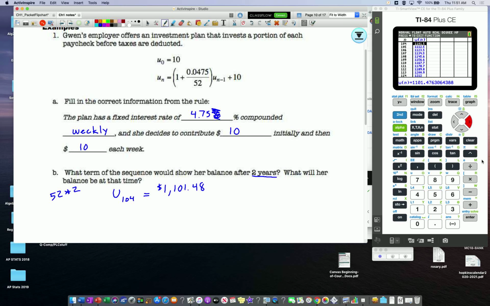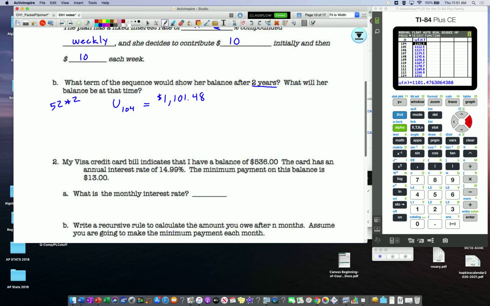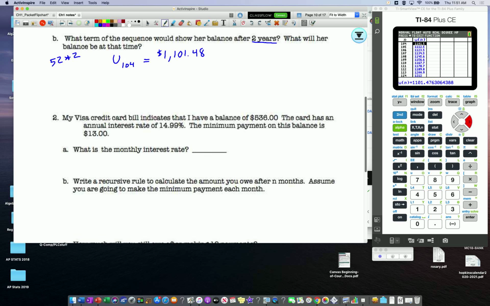So after 2 years, wow, over $1,000 just putting $10 away. Just imagine how much that could get after a long time. All right.